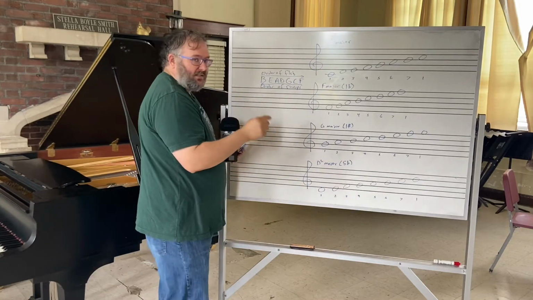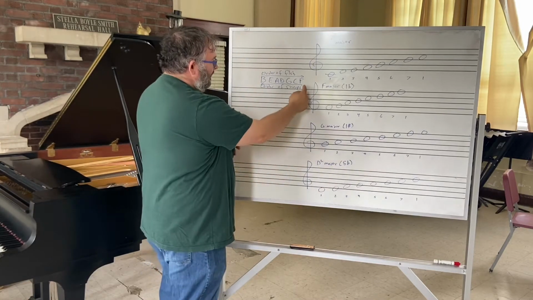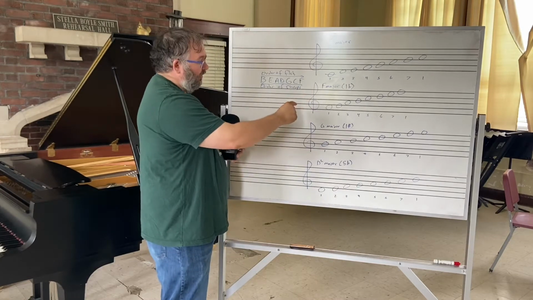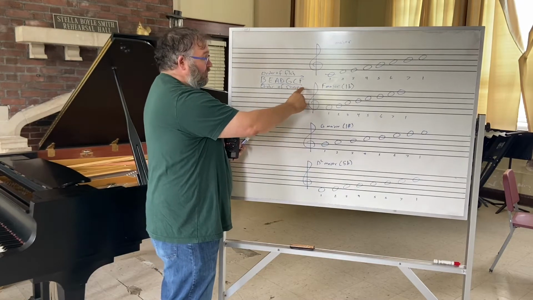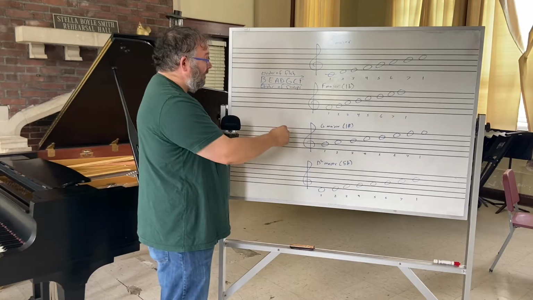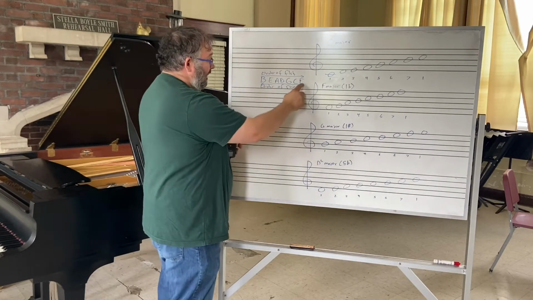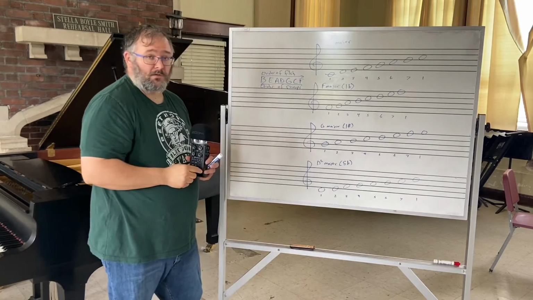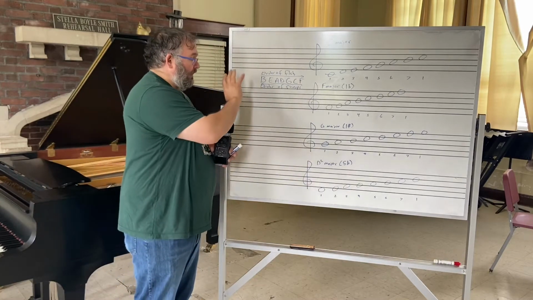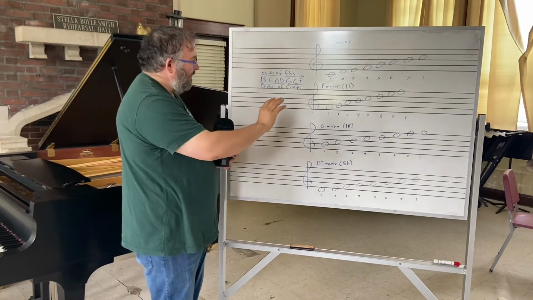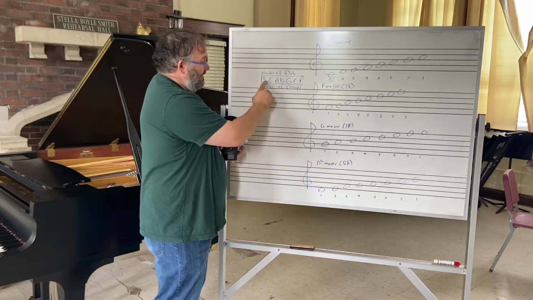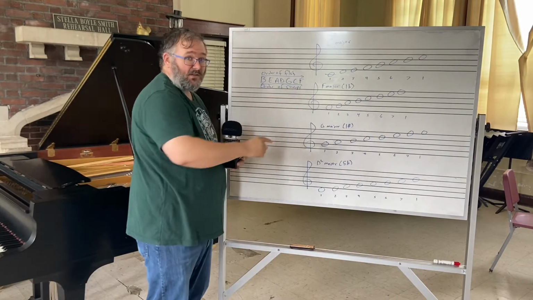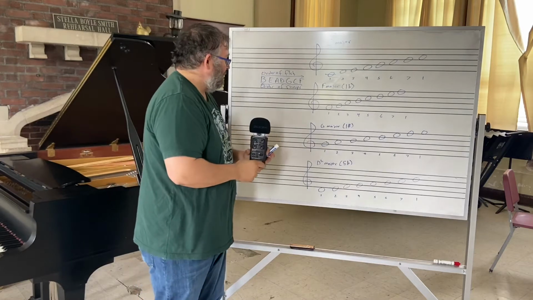For sharps, it's the exact same thing, except you start on the other end. If your scale has 1 sharp, it's an F sharp. If it has 2 sharps, it's an F sharp and a C sharp. If it has 6 sharps, F sharp, C sharp, G sharp, D sharp, A sharp, E sharp. All right? So if we know this, a mnemonic device you can use is BEAD, greatest common factor. That's what I learned when I was a beginning band student.